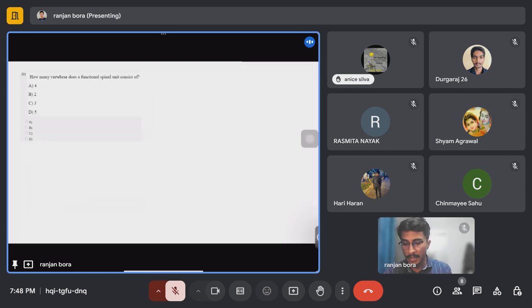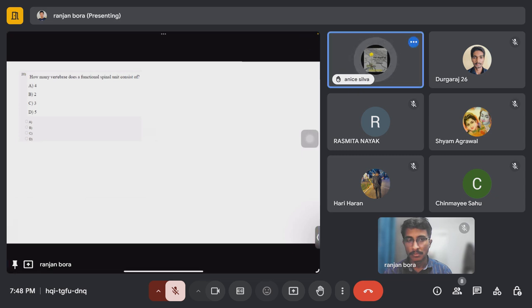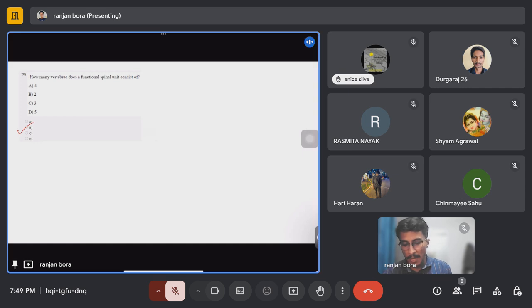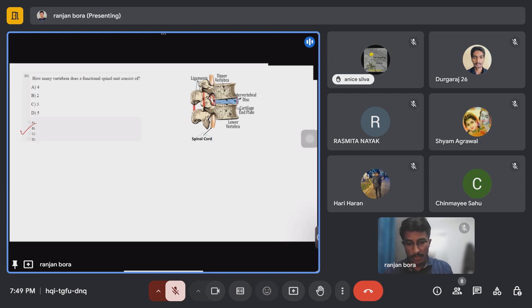How many vertebrae does a functional spinal unit consist of? Two. Yeah, it is 2. This is a functional spinal unit, so it has 2 vertebrae.